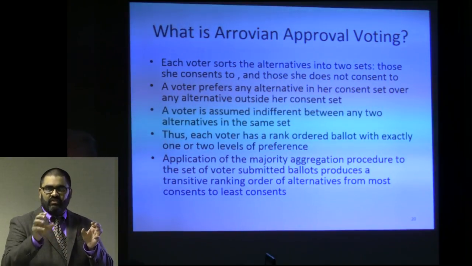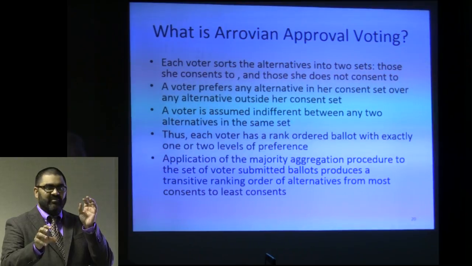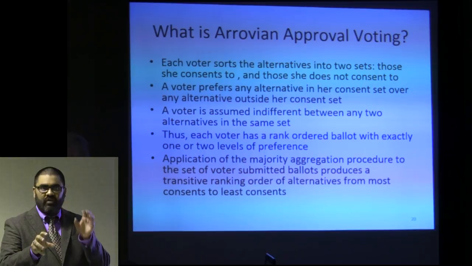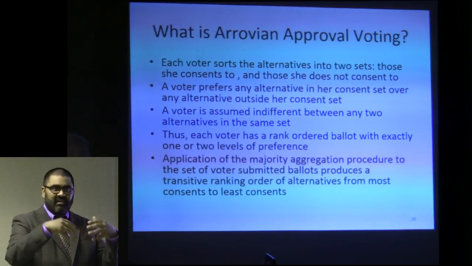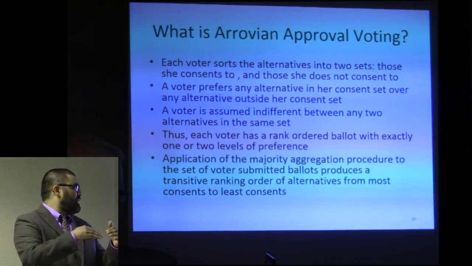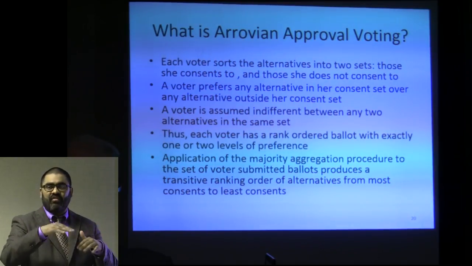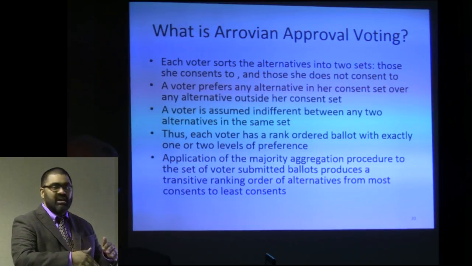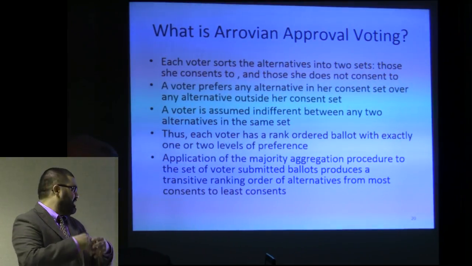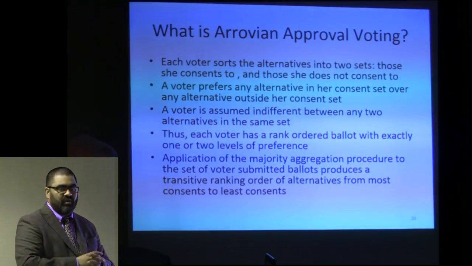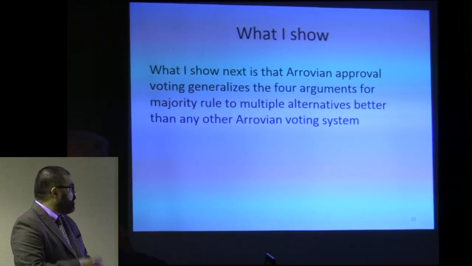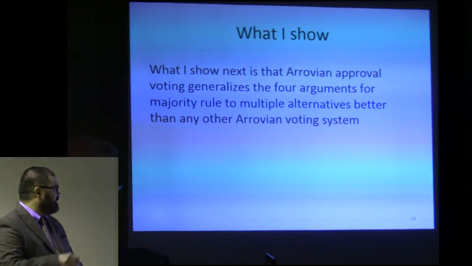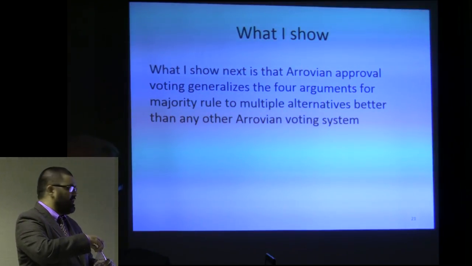They're indifferent between any two alternatives they consent to, they're indifferent between any two alternatives they don't consent to, but they prefer any alternative they consent to over any alternative they don't consent to. So this turns approvals into an Arrovian preference order that has at most two levels of preferences. And then just application of a majority aggregation procedure to that set of Arrovian preference orders is basically Arrovian approval voting. So what I show is that Arrovian approval voting generalizes these four arguments better than any other Arrovian voting system.